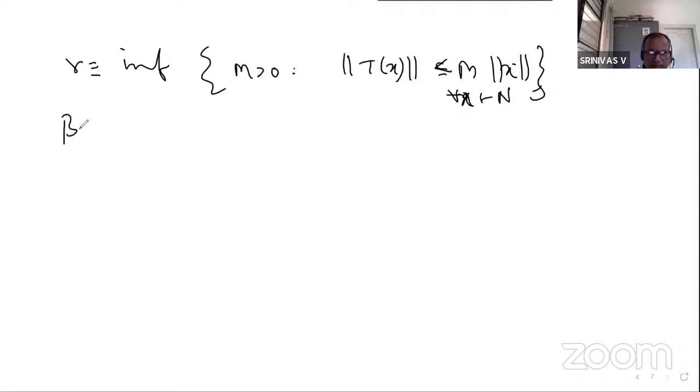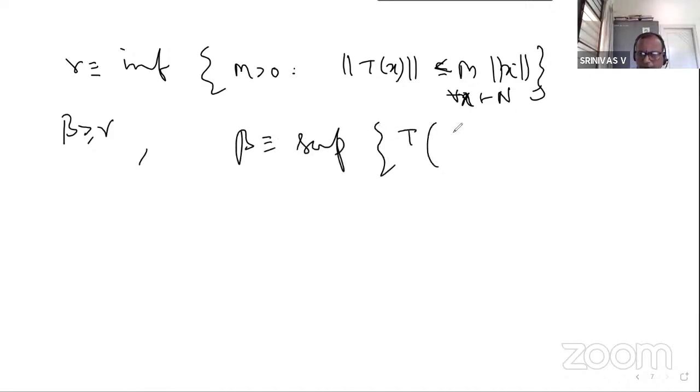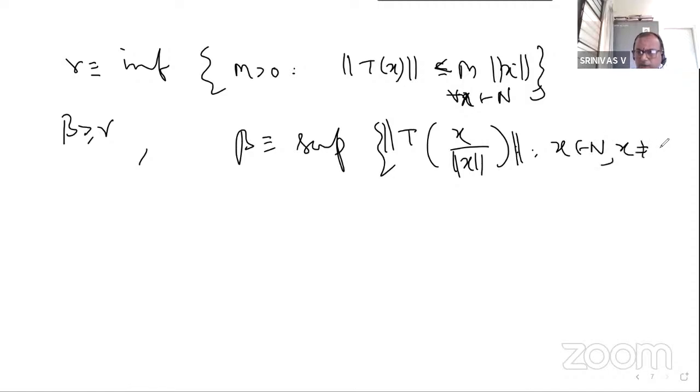And what is beta? I want to show beta is greater than or equal to gamma. Beta is defined to be the supremum of the norm of T of x by norm x, such that x belongs to N and x is non-zero. From here, because this is a supremum, it is greater than or equal to each of these values, so norm T of x by norm x.